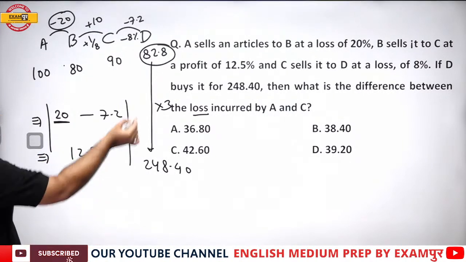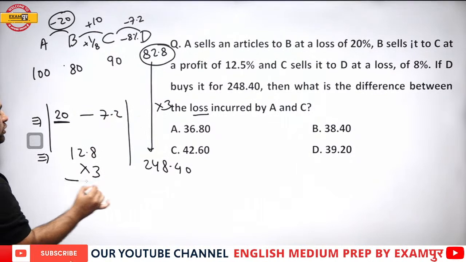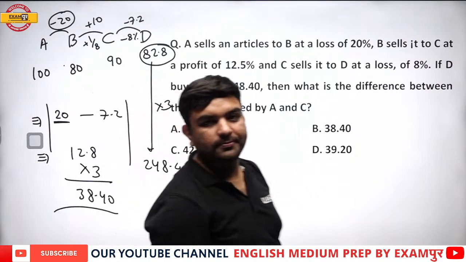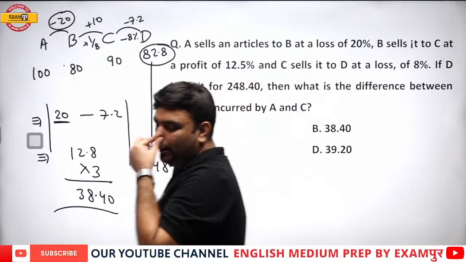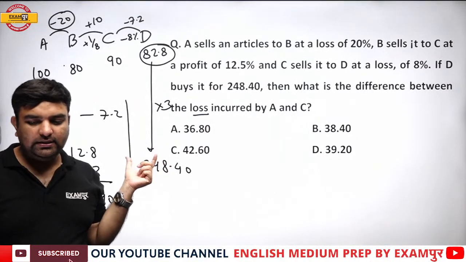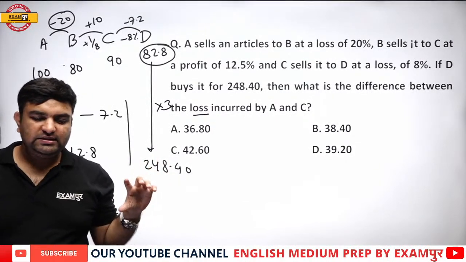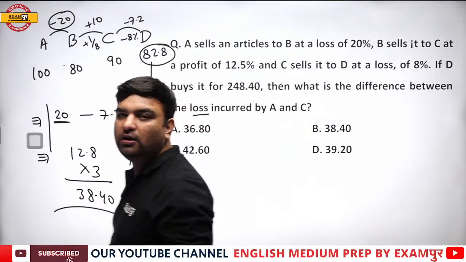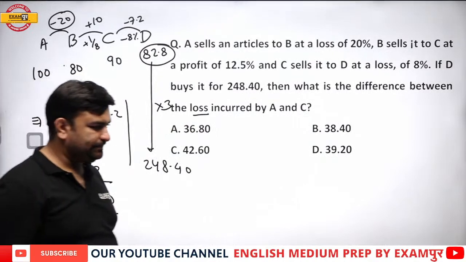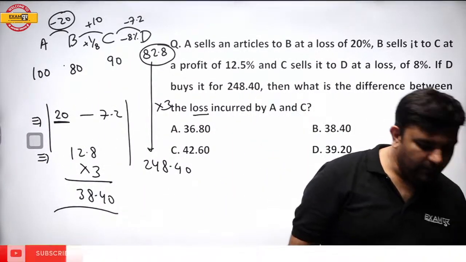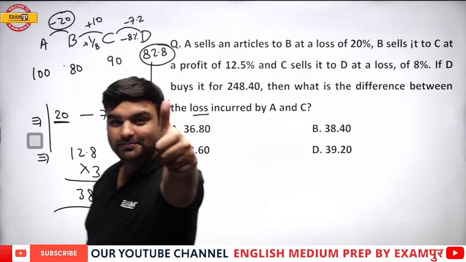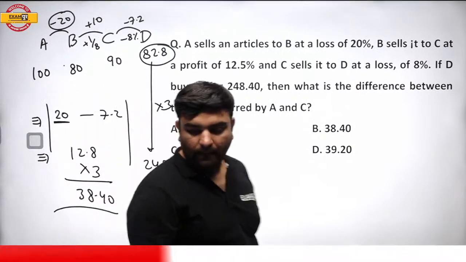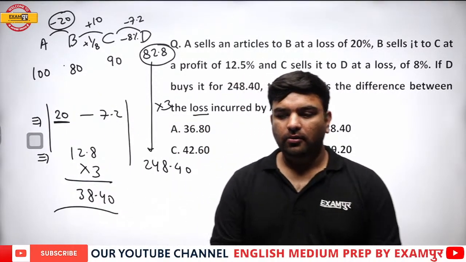12.8. 1 is equal to 3, so 12.8 is equal to 38.4. Please do watch out and do it. Since both are losses, I am not taking their sign. If one would be profit, one would be loss, I would be taking their signs. Clear?